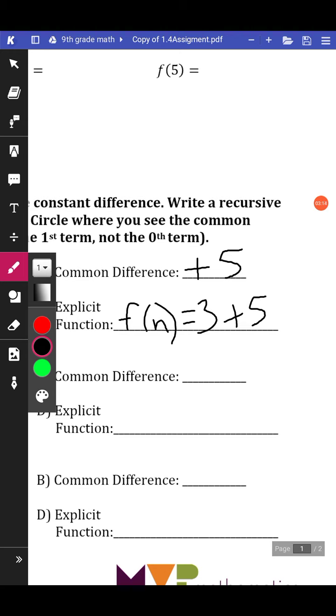How many times am I adding 5? Well, I'm adding it just one less than however many I've gone. So if I've counted 5 times, if we've moved 5 times in the sequence, we would say it's 5 times 4, because we've added that 5 4 different times.